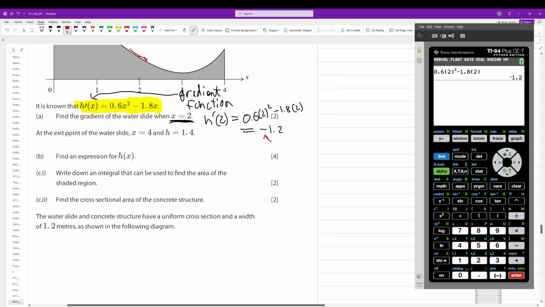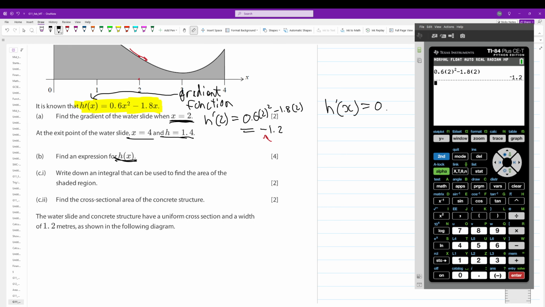At the exit point of the water slide, x is equal to 4, and h is equal to 1.4. Find an expression for h of x. Now, I intended this to be a reasoning question. Keep in mind that at the time of this midterm, we hadn't yet covered integration. This question is super easy once we know integration, but I deliberately put it here as one of the last few questions, to be a reasoning, problem-solving type question, to see if you could reason backwards.